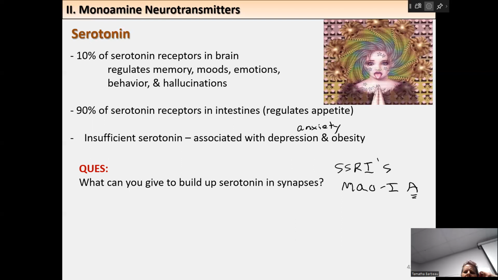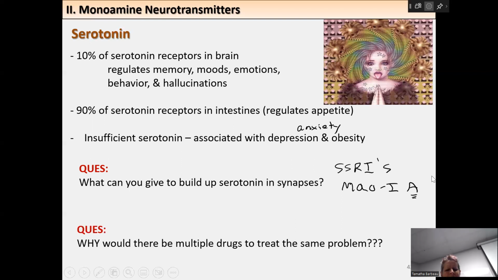All right, good. And this, I just went over with you. Why would you have multiple drugs to treat the same problem? Not everyone's going to respond to a drug.